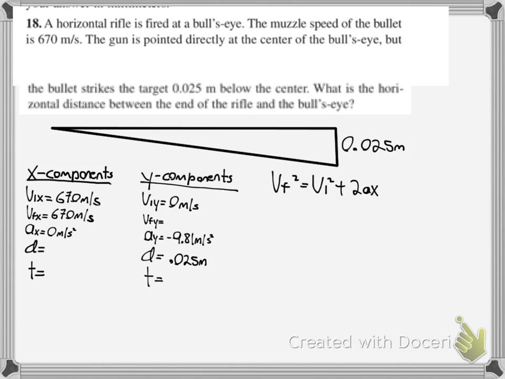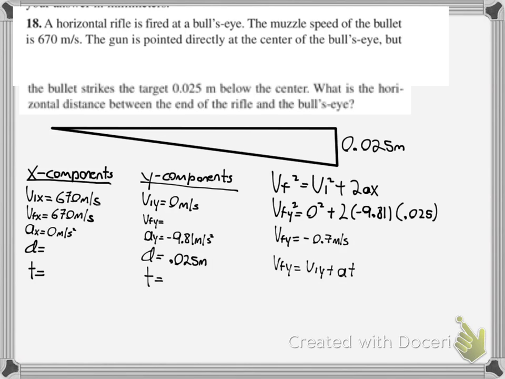So in order to solve this, we have to solve for the final velocity of the y first. We find, using the equation final velocity squared equals initial velocity squared plus 2 times acceleration times displacement, that our final velocity is negative 0.7 meters per second. Then, in order to solve for our time, we use the equation final velocity in the y equals initial velocity in the y plus acceleration times time, to give us a time of 0.07 seconds.